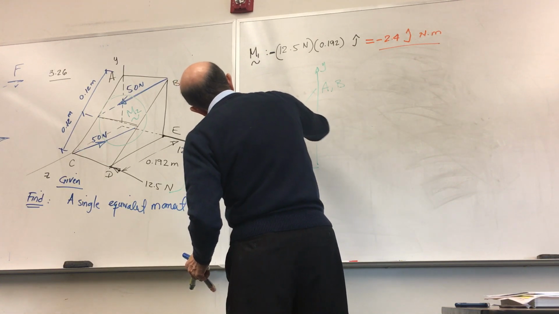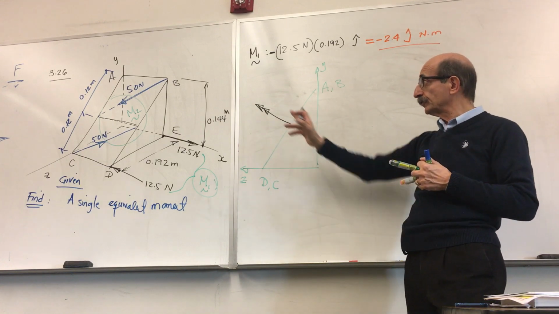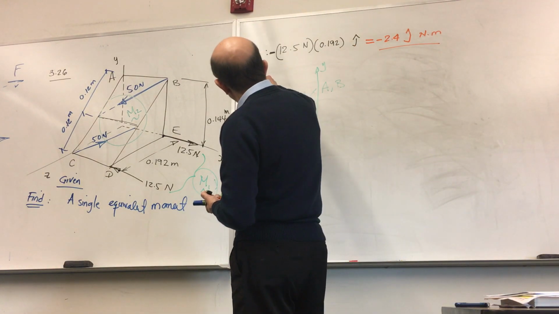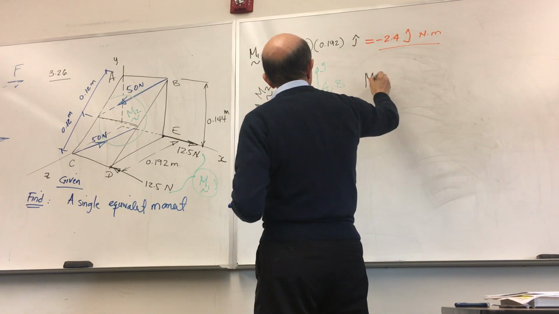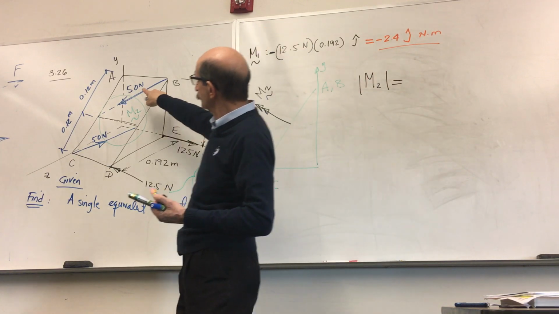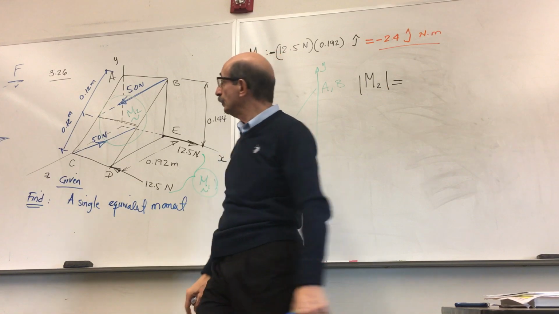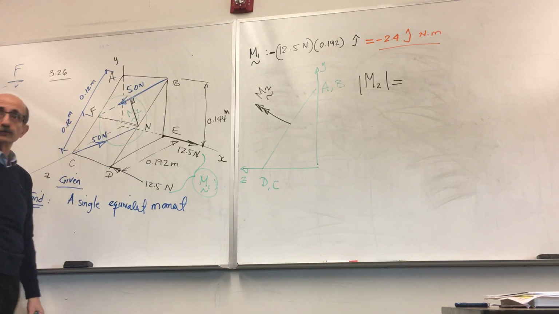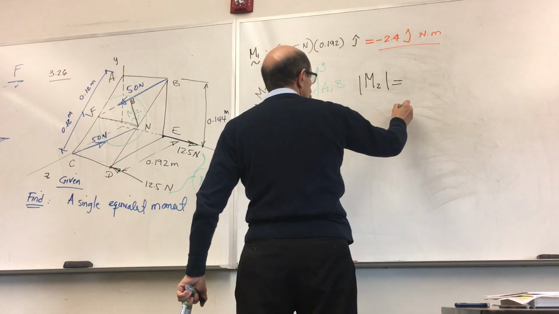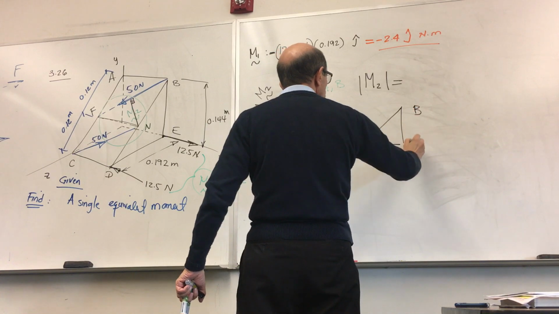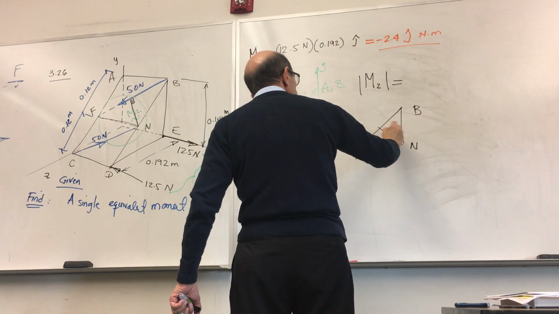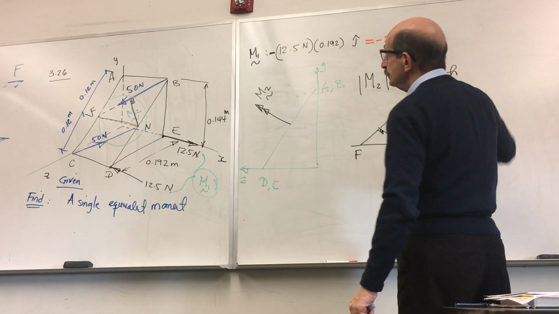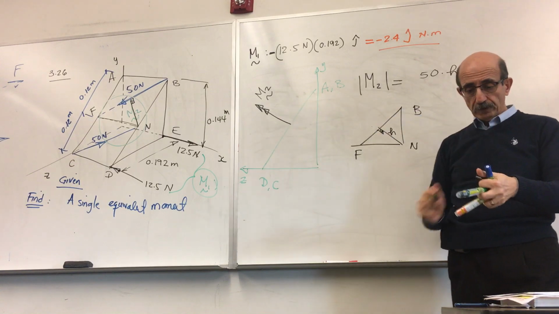Remember, I said last time that to differentiate between a moment and a force, we represent a moment, which is of course a vector, with a double-headed arrow. So this would be M2. What is the magnitude of M2? It is the force times the vertical distance between the two. Looking at just that triangle, this would be 50 times h, in the direction that's shown.